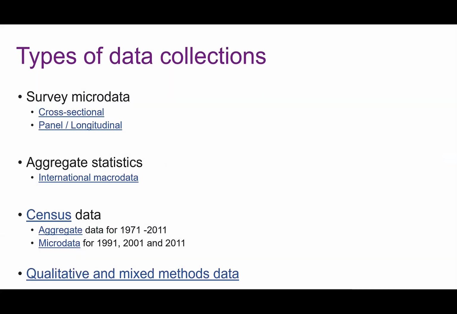What kinds of data do we hold? The majority of the data, at least judging by the number of collections, is certainly going to be quantitative data. So we hold thousands, over 8,000 collections, of which the vast majority of those are quantitative collections. But we do hold a wide variety of that data. So there's survey data, which is both cross-sectional and longitudinal. We have aggregate statistics, domestic, international macro data, census data and microdata. And then, of course, we also have a large collection of qualitative data.